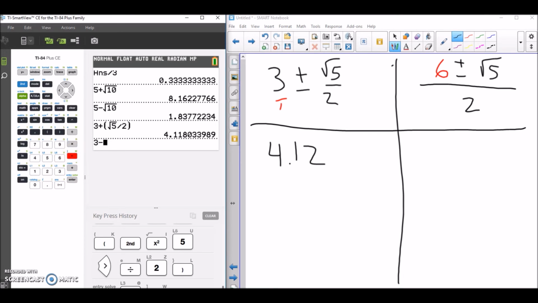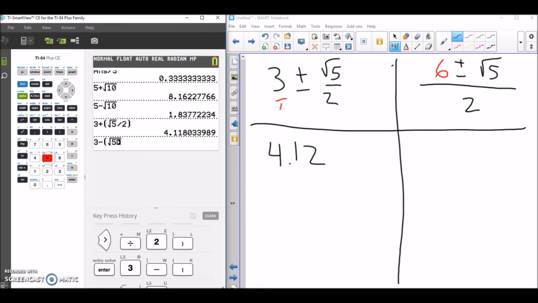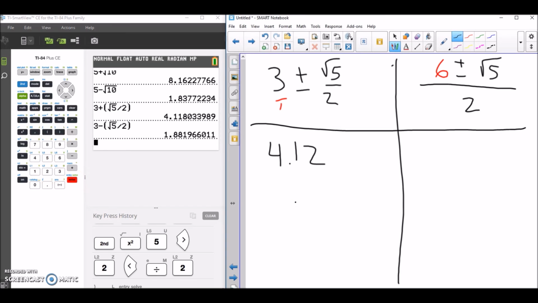Let's do it with a minus. Oops. Divided by 2. And I get 1.88.